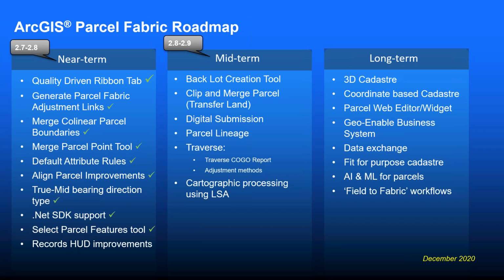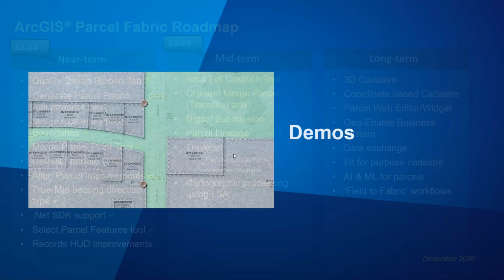More work with digital submission, parcel lineage, traverse report, and additional adjustment methods for traverse, and cartographic processing to make sure that after you run an adjustment, things still look pretty much parallel and orthogonal if they should. And of course, our long-term goals and drivers are still here. We'll take small bites of them as we go, and some we already do today.